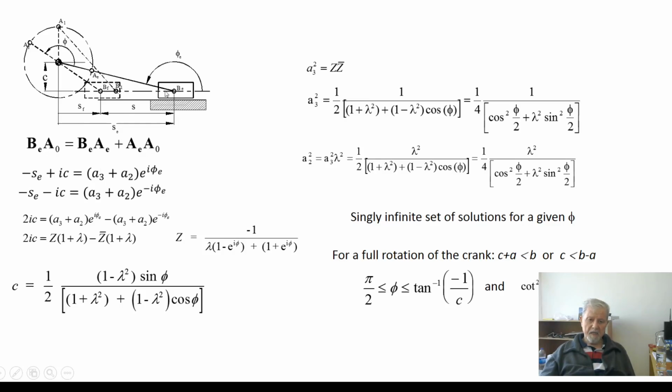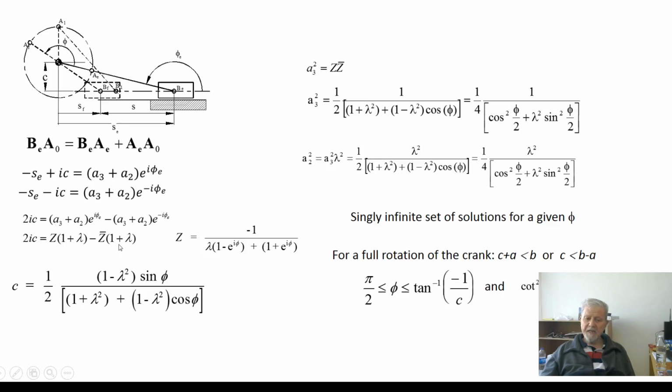SE plus IC, minus SE plus IC is equal to A3 plus A2 e to the I phi. Take its complex conjugate: SE minus IC is equal to A3 plus A2 e to minus I phi. Okay, the complex conjugate of this equation. Subtract the two, SE's will cancel. 2IC is equal to A2 plus A3 e to I phi minus A3 plus A2 e to minus I phi.